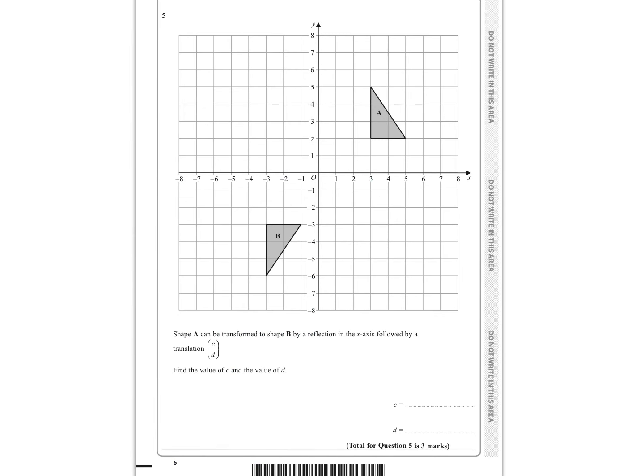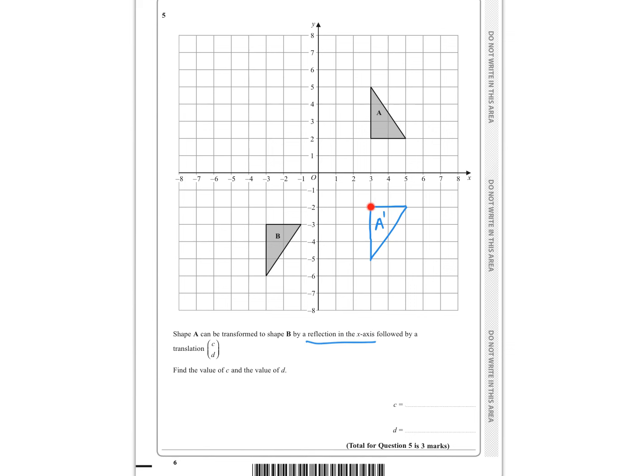Question 5. It says shape A can be transformed to shape B by a reflection in the x-axis followed by a translation CD. Well, let's look at the reflection in the x-axis first. So we're going to have a situation like 1, 2, 3, like so, and I'm going to call that A dash. So that's the reflection. And now we've got to do a translation, and we've got to find what that is.